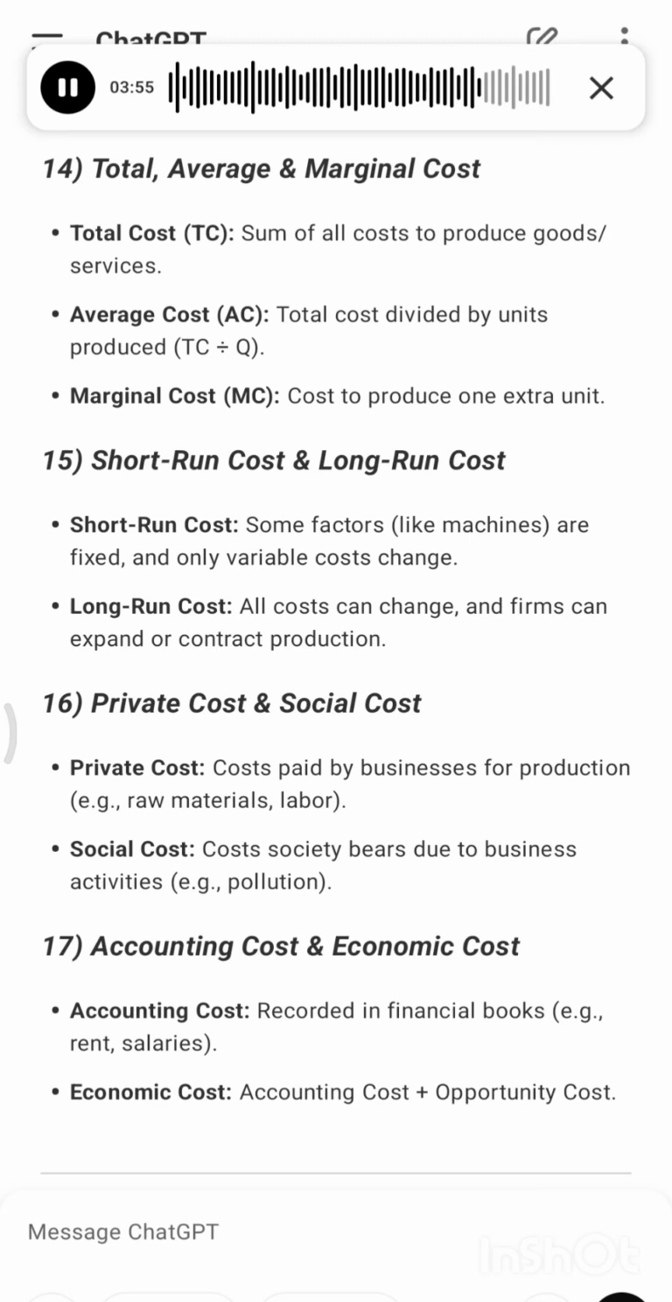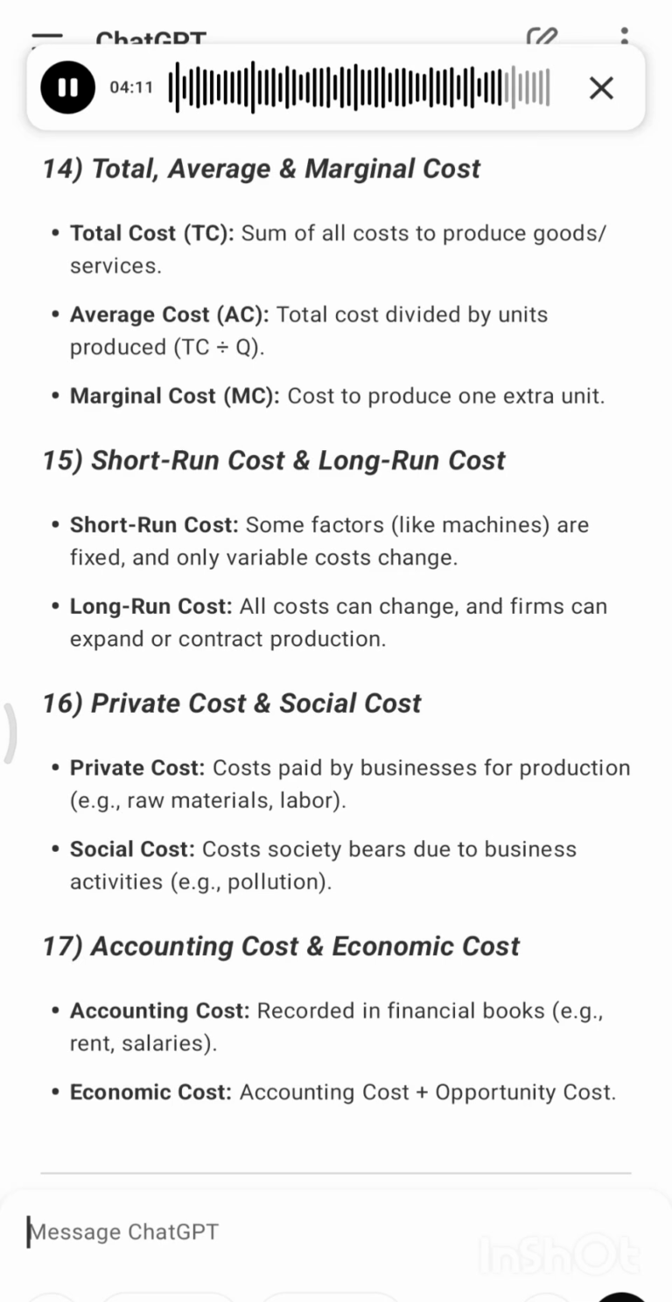16. Private cost and social cost. Private cost: costs paid by businesses for production, e.g. raw materials, labor. Social cost: costs society bears due to business activities, e.g. pollution. 17. Accounting cost and economic cost.